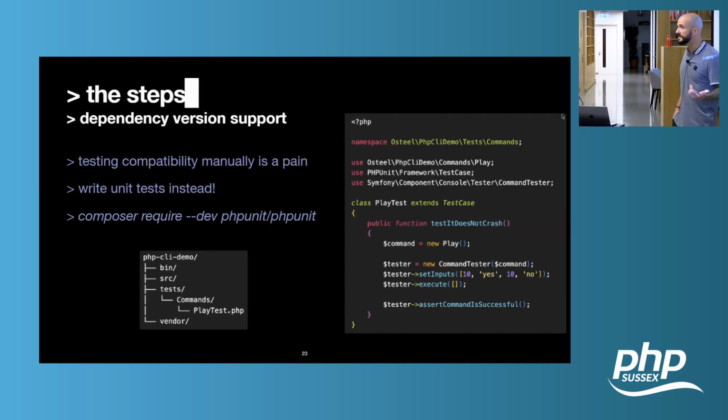So 10 would be the answer to the first question. Yes, I want to play again. 10 would be the answer to the second question, and then no, I don't want to play anymore. And I execute the sequence. And then here, I'm just making sure that the command is successful, so basically that it returns 0. I don't actually care if the answers are right or wrong, because this is not what I'm interested in here. I just really want to know that the application runs successfully and doesn't crash, essentially.